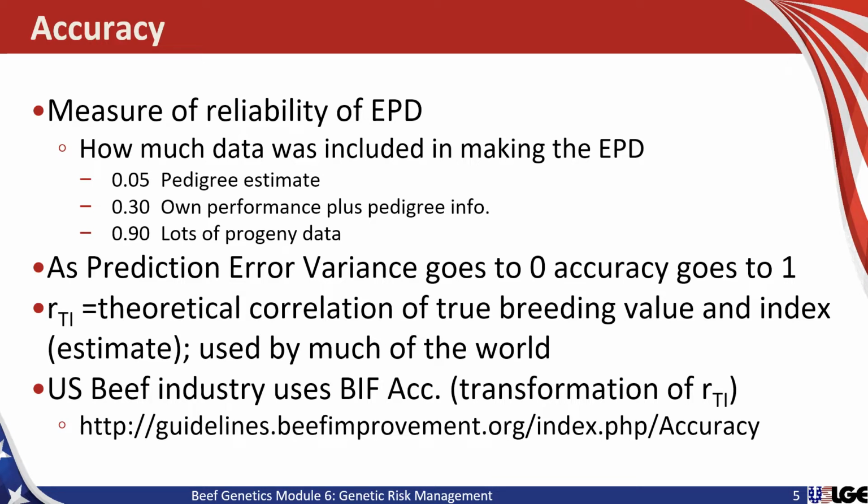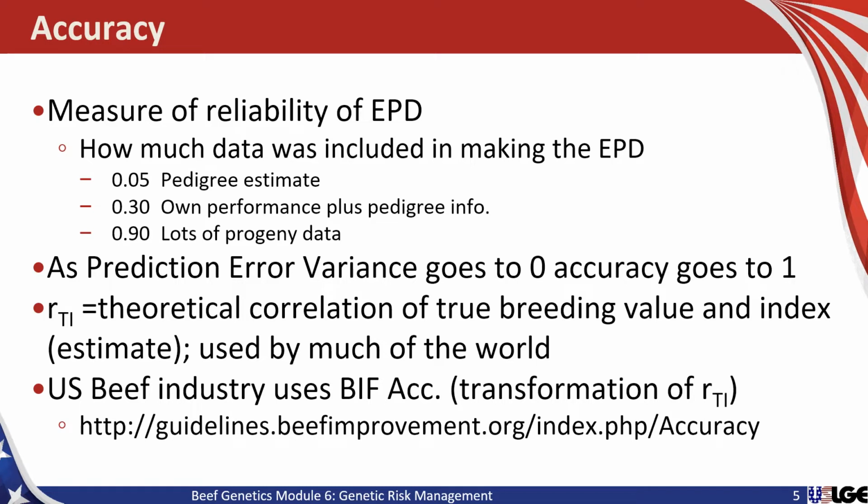What's important to recognize in terms of the relationship of accuracy is that as prediction error variance, or uncertainty around an animal's EPD, goes to 0, the accuracy of that animal's EPD goes to 1. So there's an inverse relationship between the error variance associated with an EPD and the accuracy value.